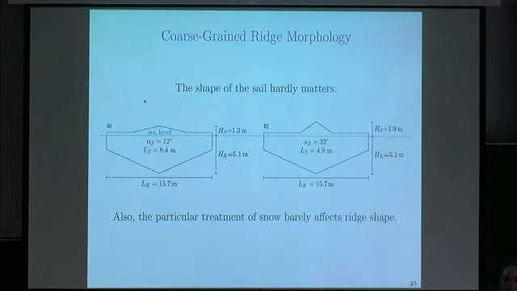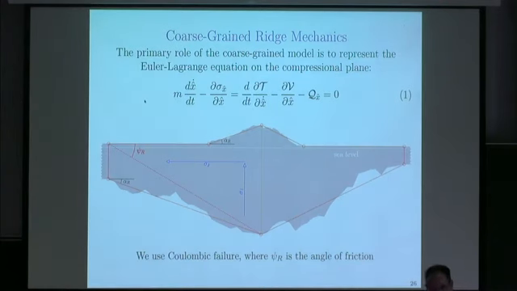And we can dispose of other things. We can dispose of keel and sail shapes and things. They don't really matter. We can dispose of snow. So what happens? How do we represent the mechanics? This is the important part.